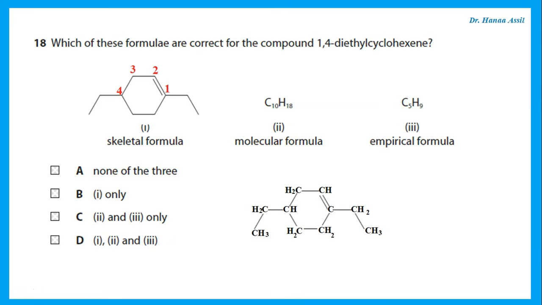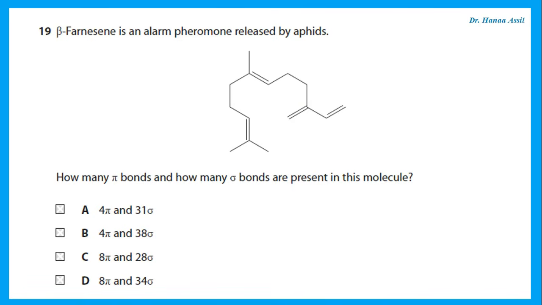What about the molecular formula? Well, if we write out all the carbons and all the hydrogens, we will find that yes, it is C10H18. Now, if that is the molecular formula, what is the empirical formula? Remember, empirical formula is the simplest ratio. So if you simplify 10 and 18, yes, the empirical formula would be C5H9.